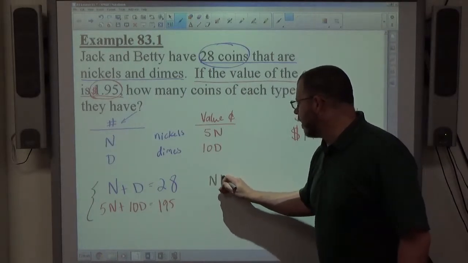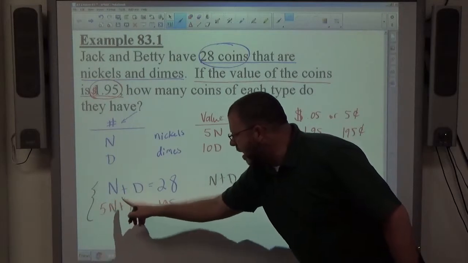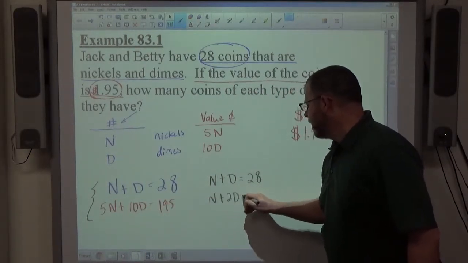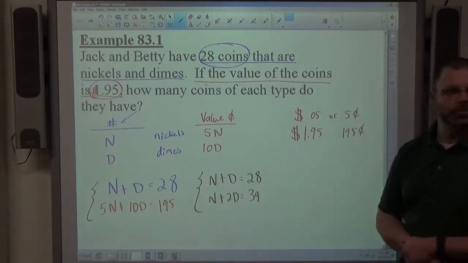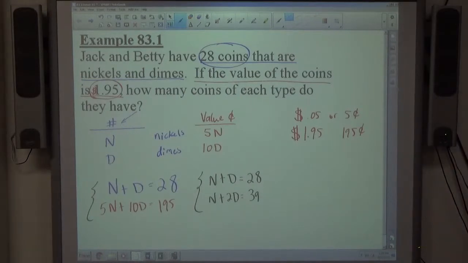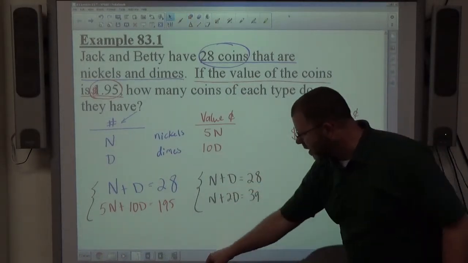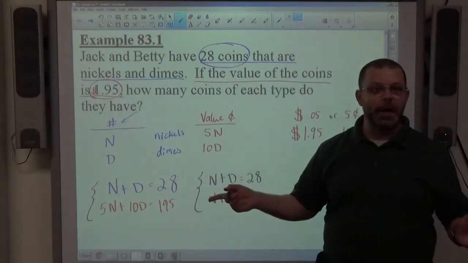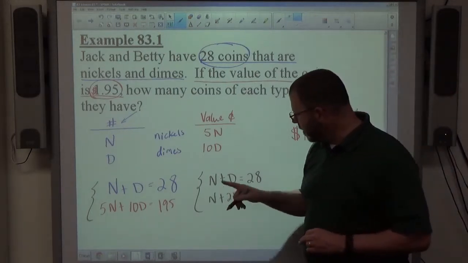So if I go N plus D is equal to 28, keeping the top equation as is, divide by 5, divide by 5, divide by 5, I'm going to get N plus 2D is equal to 39. So the system of equations in black is equivalent to the system of equations in red and blue over there. But again, this is easier to do. And again, with coin problems, this happens almost all the time, except for pennies. Every other coin divides by 5, so that should happen quite often, so look for it.